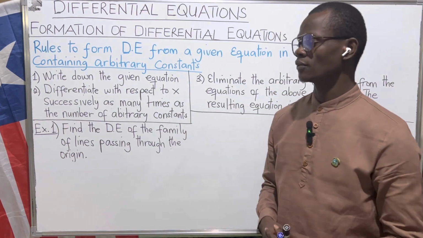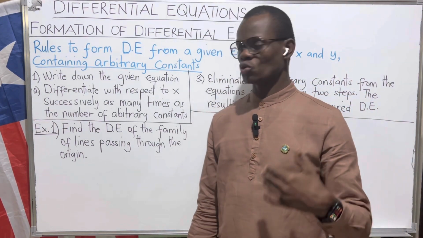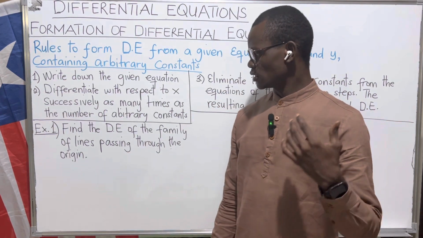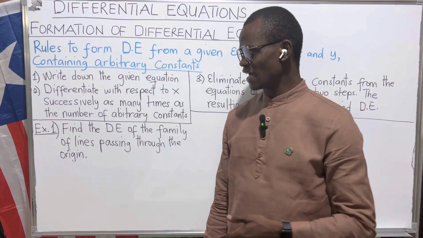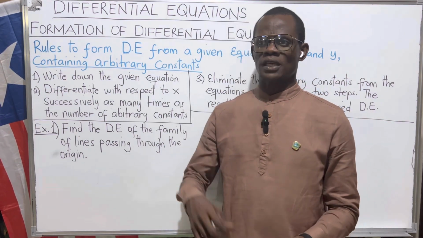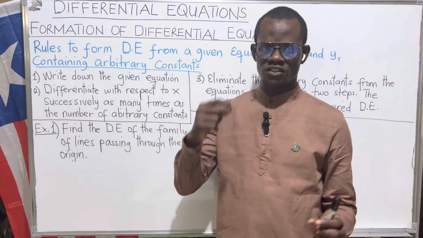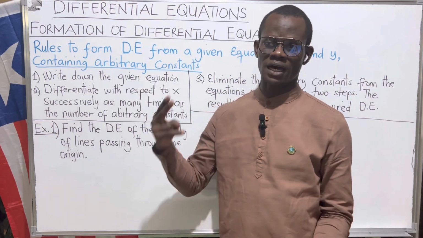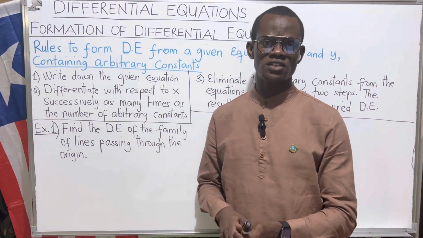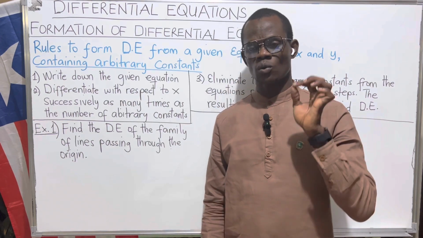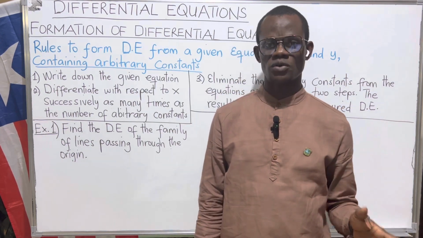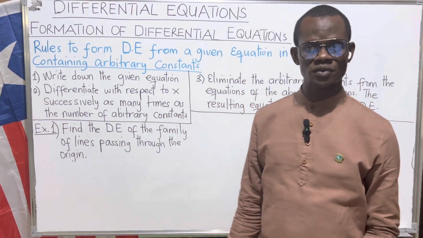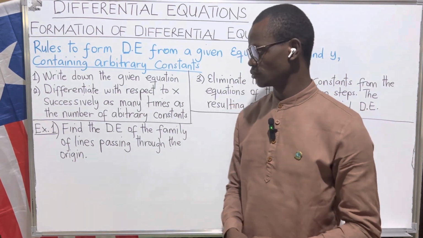Step one. Step two says differentiate with respect to x successively and as many times as the number of arbitrary constants. So if there is just one arbitrary constant, you must differentiate once. It means the differential equation is going to be a first order differential equation. If there are two arbitrary constants, you must differentiate twice because the differential equation will be a second order differential equation, and so forth. If there are three arbitrary constants, or four arbitrary constants, that's how you continue to work.